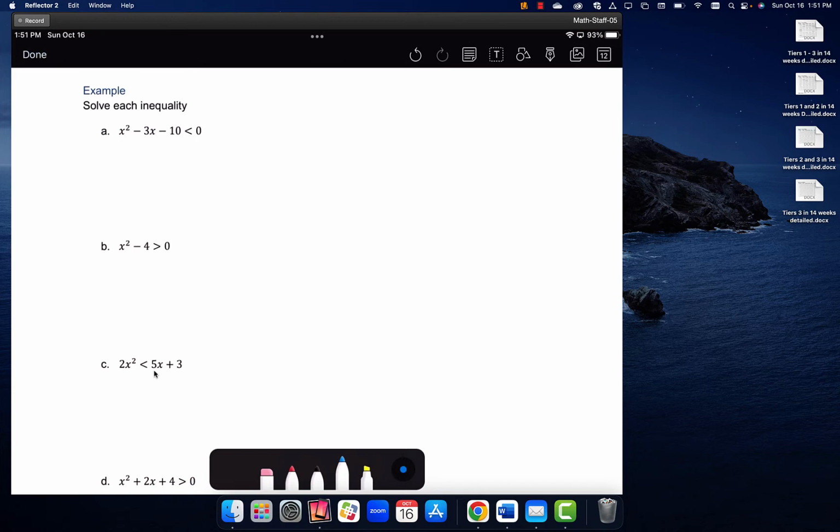There's two things you need to know. You need to know whether the graph opens up or down, and you need to know where your intercepts are, the x-intercepts. So here we know that the graph is opening up because a is positive. You have a positive 1 here. Now we need to determine the x-intercepts. To do that, let's just factor.